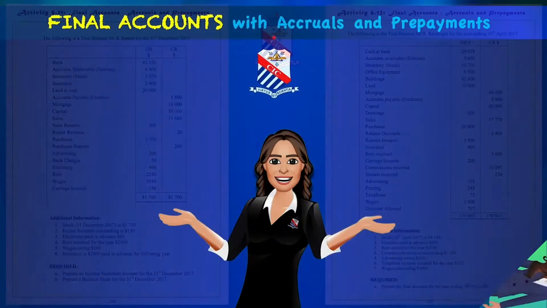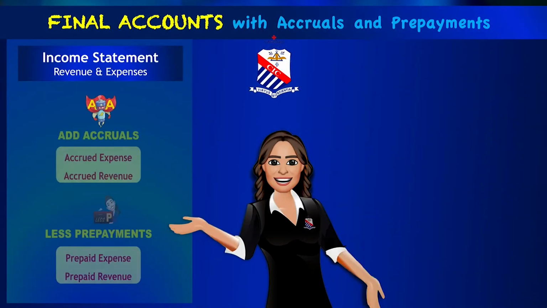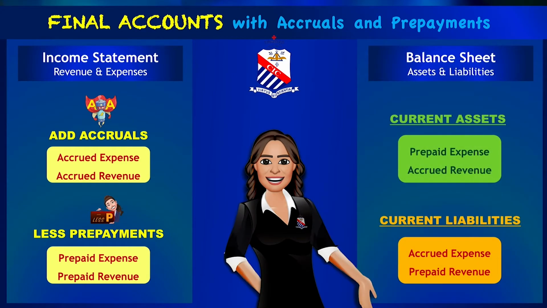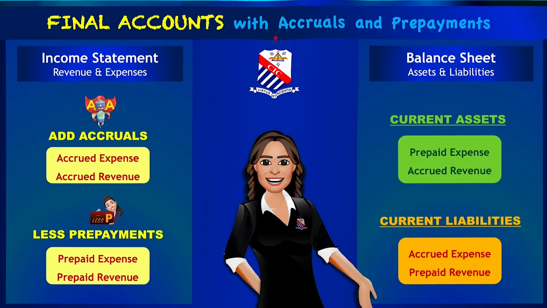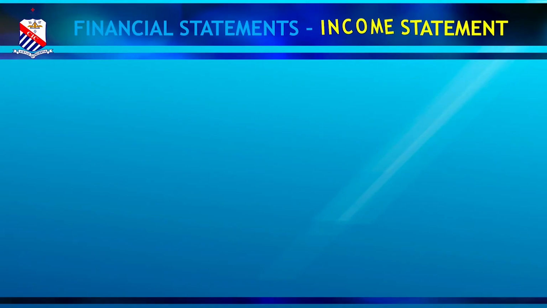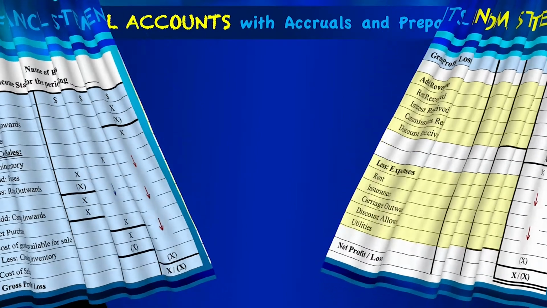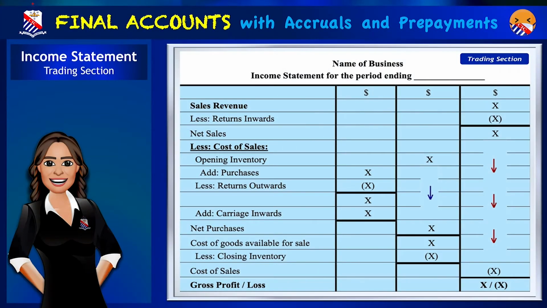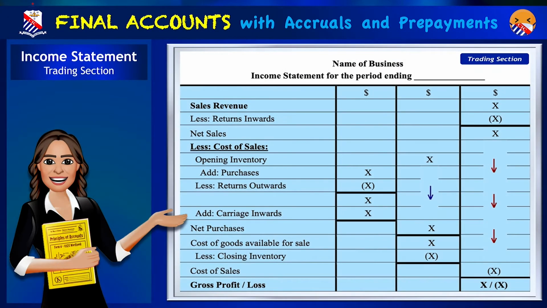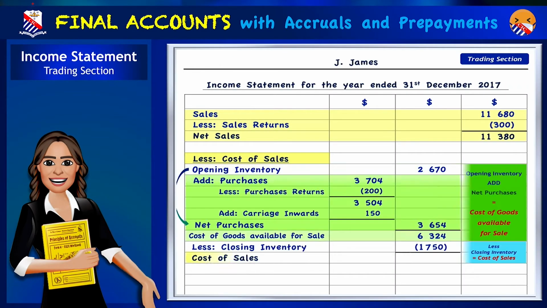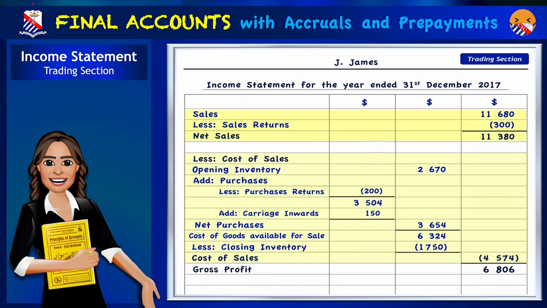So we are required to prepare both the full income statement and balance sheet this time, including the adjusting entries, accruals, and prepayments. The income statement has two sections. The first is the trading account section, where you are required to memorize the format to calculate net sales, cost of sales, and gross profit.